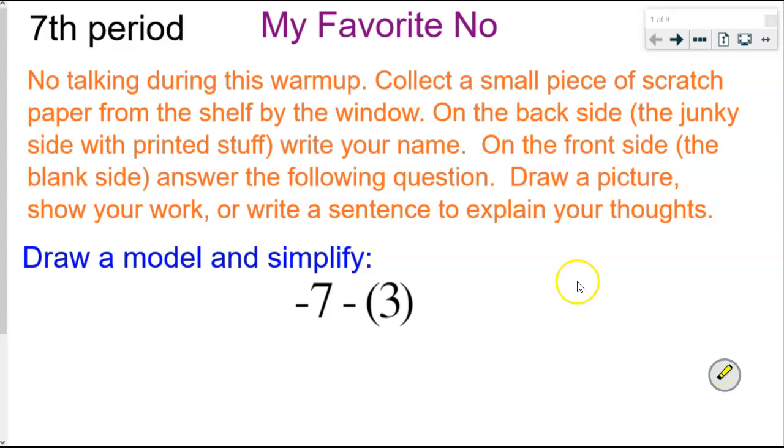Notice that it just says draw a model. It can be a rock and balloon model. It can be chips and tiles. It can be a number line. We talked about number lines last time, so it could be a number line model. Pausing the recording to give students a chance to finish this.